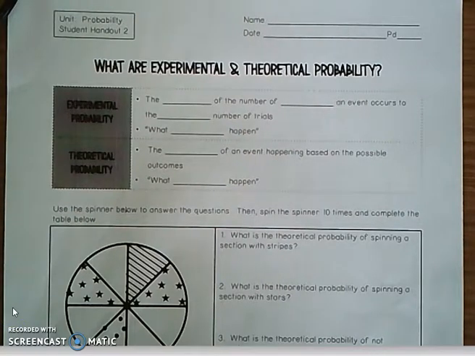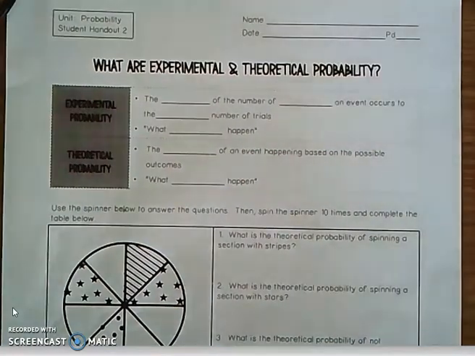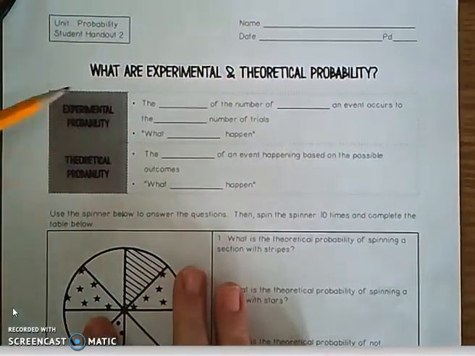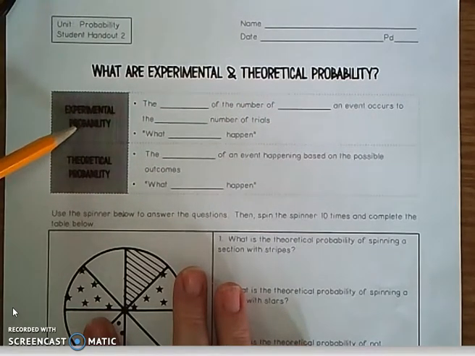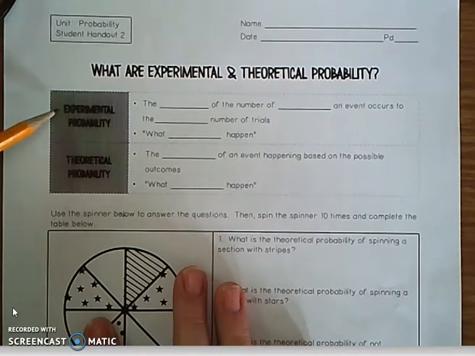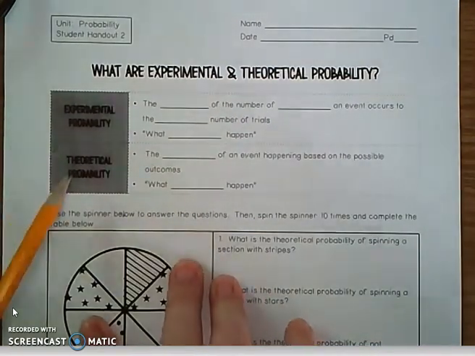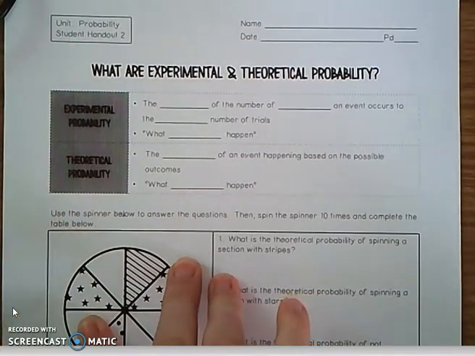Okay, this is handout 2, experimental and theoretical probability. So I think on your paper, this part right here is kind of darkened out. This should say experimental, and this one should say theoretical. So this one is experimental, this is theoretical. So again, as always, just pause the video when you need time to catch up.